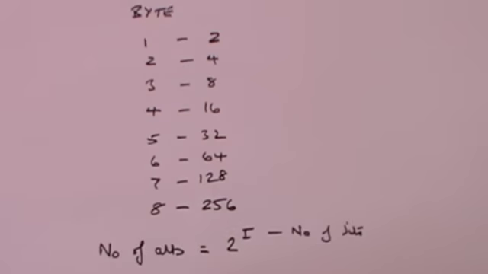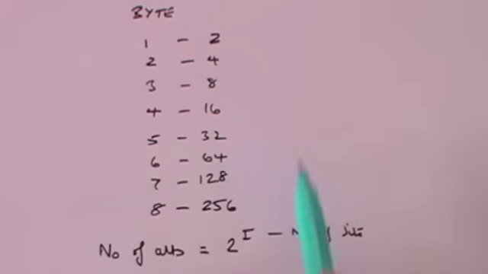So just to show you that that was right, if you take 3 bits, then you would have 2 cubed, which is 8, and that's exactly what we showed. If you have 5 bits, then you have 2 to the power 5, which is 32, and that's what we showed there. So if you want to know the number of alternatives, then you simply take 2 to the power I, where I is the number of bits.